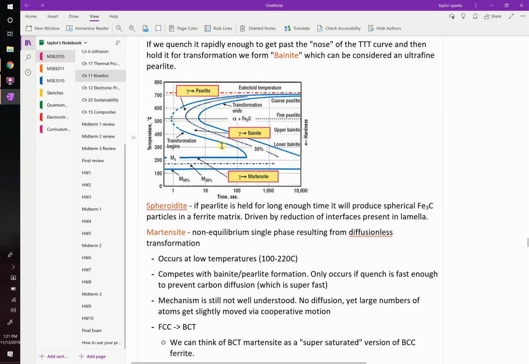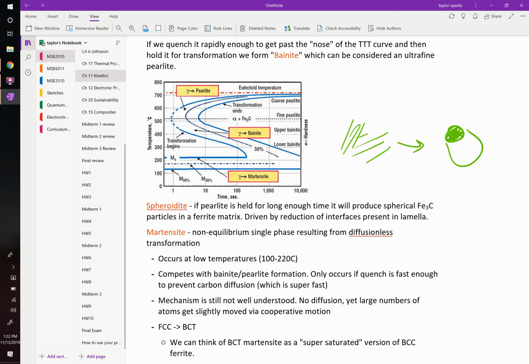Okay? There's another phase we haven't talked about called spheroidite. Spheroidite is kind of what it sounds like, spheroid. The mixture of ferrite and cementite, if you hold it long enough at high enough temperatures, they're going to try and reduce their surface area. And the way that they can maximize the reduction in their surface area is by forming spheres. So it goes from being this nice zebra structure, it actually forms big globs of ferrite and big globs of cementite next to it, right?